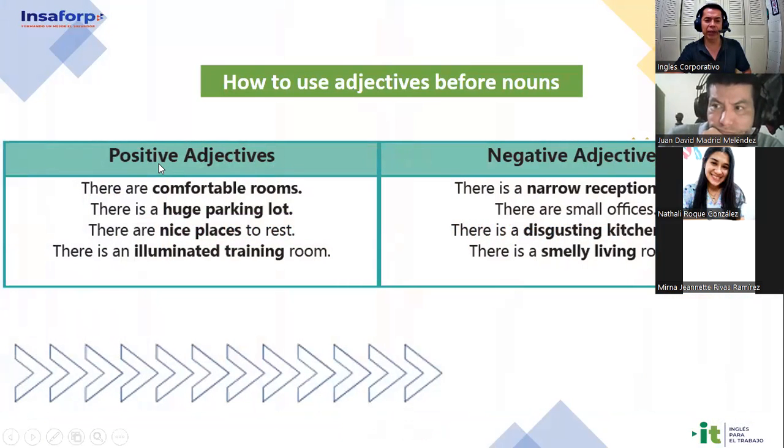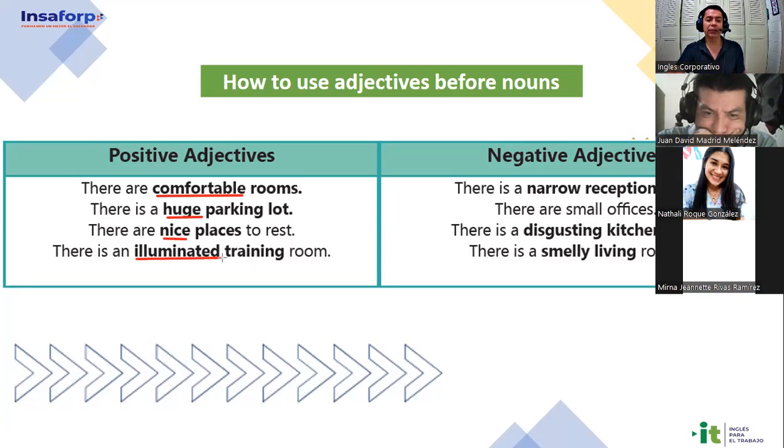Here we have some examples. Look, we have, for example, positive and negative adjectives. Positive adjectives: comfortable, huge, nice, illuminated. Huge is big, you know. Comfortable rooms, comfortable bed, comfortable car, huge parking lot, huge stadium. In Qatar, for example, we have some huge, big stadiums, right? Nice places. For example, Centro Histórico, nice place, nice monuments. Illuminated training room, illuminated street, for example, right? And notice that we always use the adjective before. Look, this is the adjective: comfortable, huge, nice, illuminated.